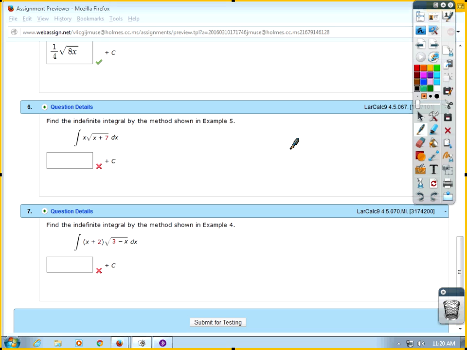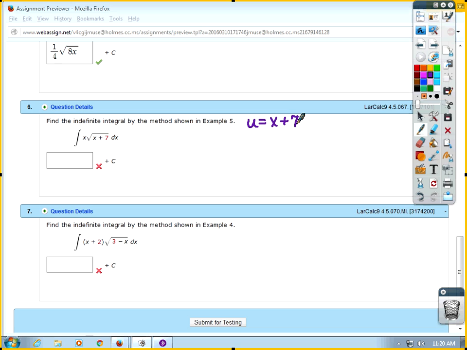All right, so the next problem, we have the integral of x times the square root of x plus 7 dx. So notice on this problem, if you let u equal x plus 7, you can see that you have sort of a problem here. You have an extra x that's in front of that radical.